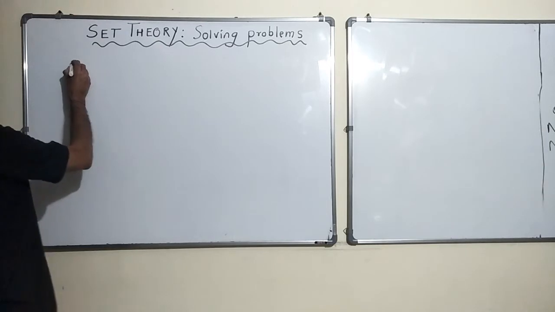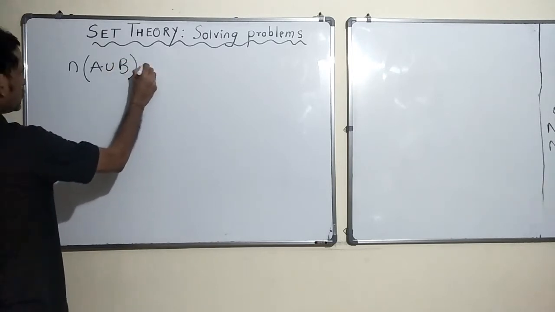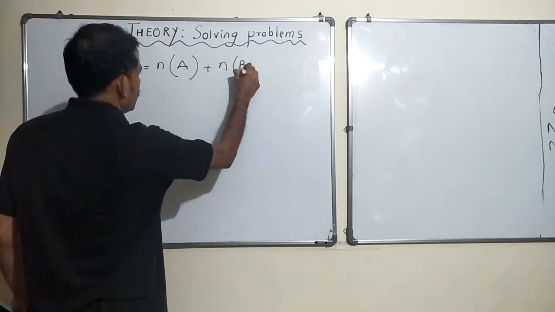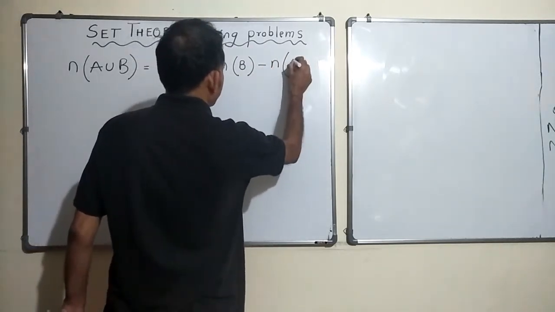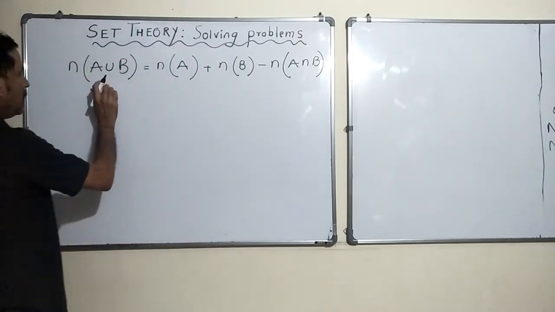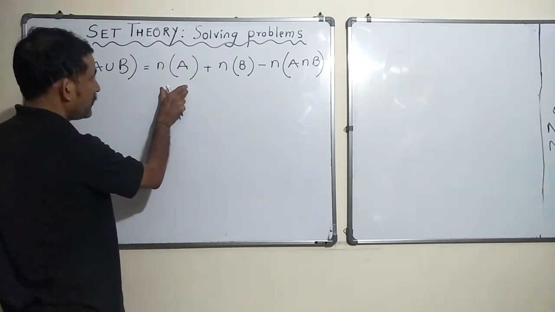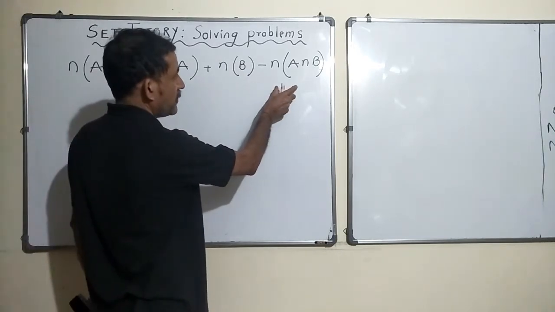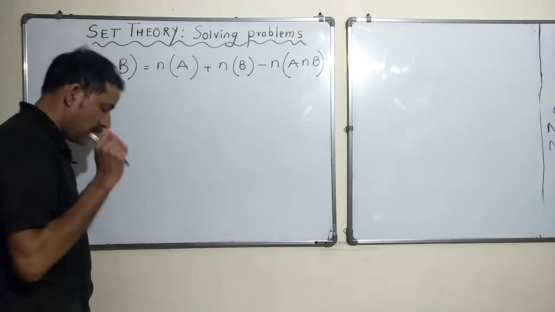Do you realize what this is? Did you recognize what this is? So there are two sets A and B. The number of elements in A union B is equal to the number of elements in set A plus the number of elements in set B minus the number of elements in set A intersection B. Okay, so this is the formula.